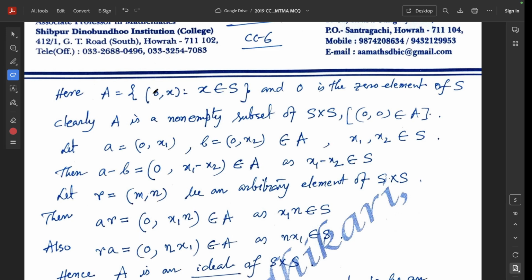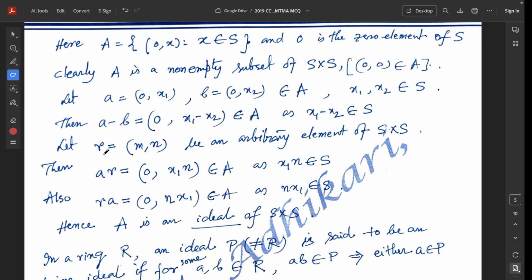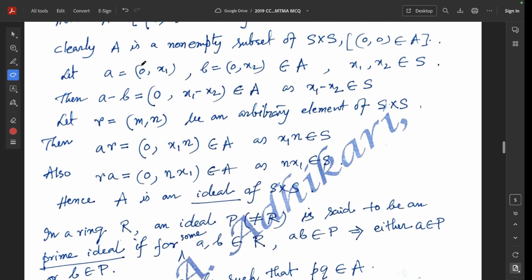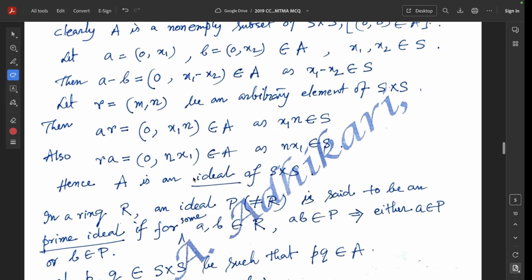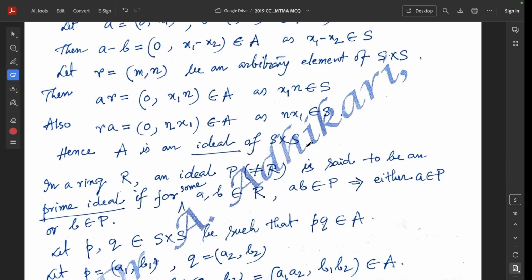Here A is the set of all ordered pairs (0, x) such that x belongs to S, and 0 is the zero element of S. Clearly A is a non-empty subset of S cross S because (0, 0) belongs to A. Let a equal to (0, x1) and b equal to (0, x2) belong to A, and x1 and x2 belong to S. Then a minus b equal to (0, x1 minus x2), that belongs to A, as x1 minus x2 belongs to S. Let r equal to the ordered pair (m, n) be an arbitrary element of S cross S. Then ar equal to (0, x1)(m, n), that is (0 into m, x1 into n) equal to (0, x1 n), belongs to A, as x1 n belongs to S. And ra equal to (0, n x1) belongs to A, as n x1 belongs to S. Hence, A is an ideal of S cross S.